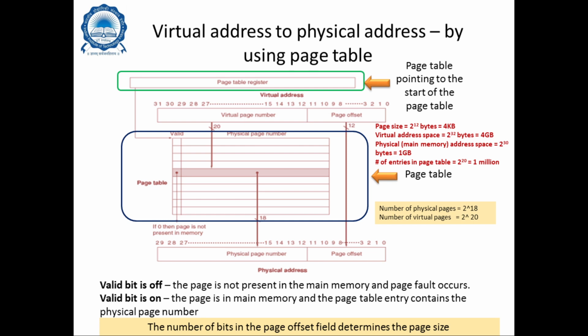And how we get from the virtual address to the physical address is through the page table, which actually contains the translation information. The page table has two fields. The first is the valid bit field and the second is the physical page number field. So from the virtual page number to the physical page number, mapping is done through this page table. When the valid bit is off, it indicates that the page is not present in the main memory, and a page fault occurs. While if the valid bit is on, it indicates that the page is in main memory, and the page table entry contains the physical page number.